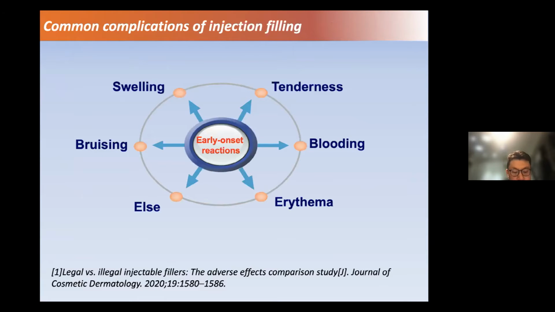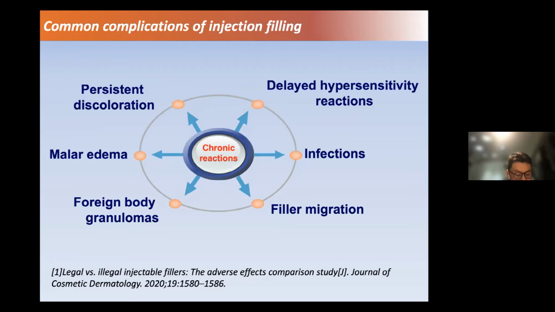Adverse cutaneous reactions from fillers are classified according to the duration of onset. Acute or early onset reactions occur within days of the procedure, and chronic or late onset reactions occur weeks to years after the procedure. Acute reactions include erythema, bleeding, tenderness, swelling, bruising, and so on. Chronic reactions include malar edema, persistent discoloration, delayed hypersensitivity reactions, infections, filler migration, foreign body reactions, and granulomas.